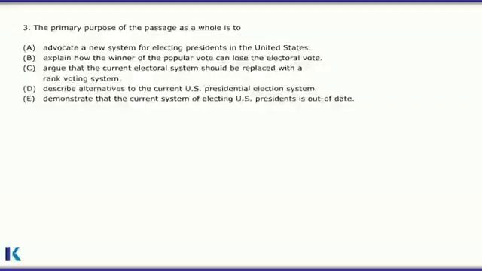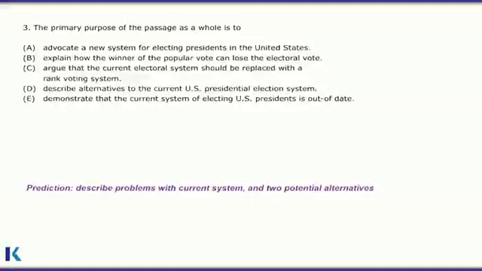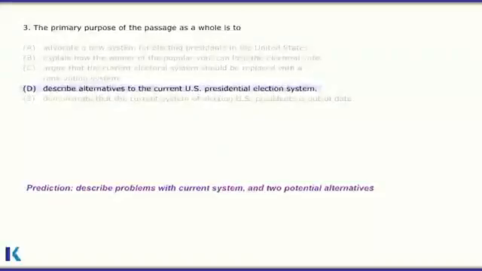Our final question involves the primary purpose of the passage. The purpose of this passage was to describe alternatives to the current system, which doesn't always elect the most popular candidate. Scan the answer choices looking for something that matches up with your prediction. D is the answer. See how easy this can be when you've done the proper work in advance?